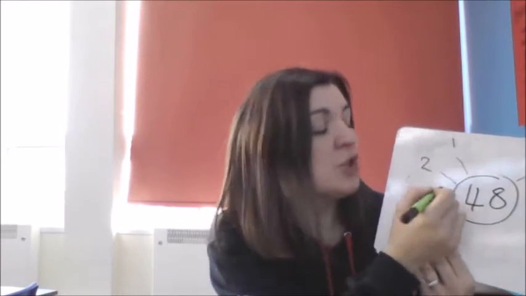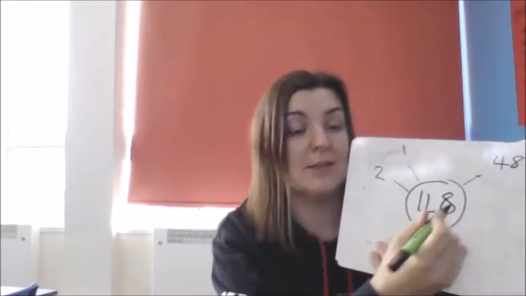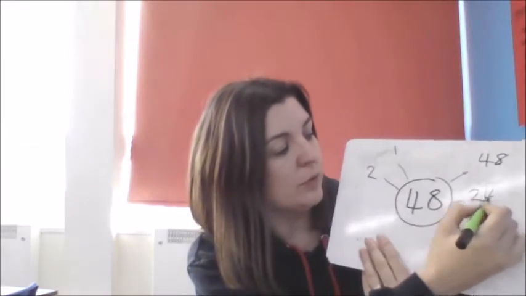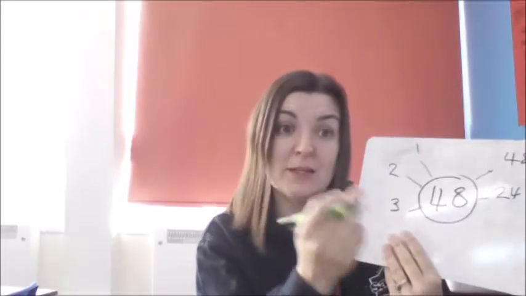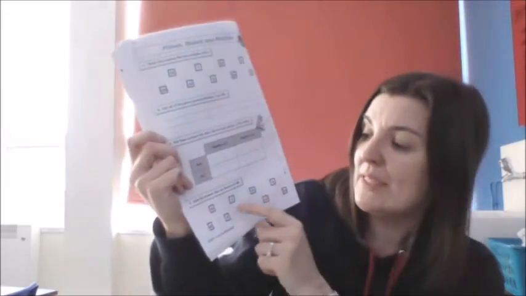Then can you multiply 2 by something to get 48? Oh, yes, you can. 24. Can you multiply 3 by something to get 48, and go through all of the numbers? Then you can circle the ones here that are factors of 48. So I would be able to circle 24 because I know that 2 times 24 is 48.